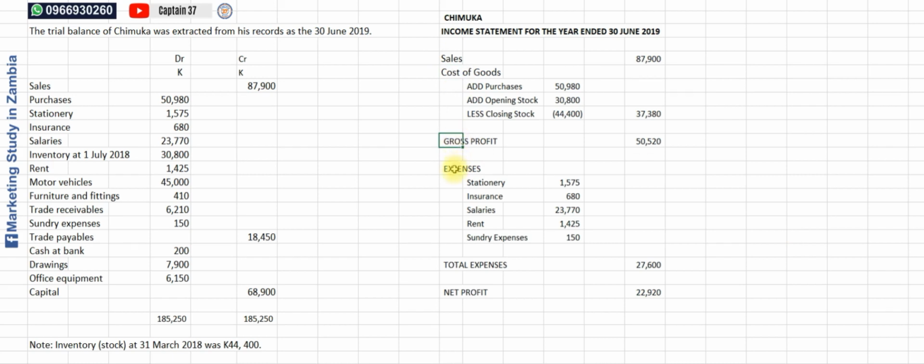Then you take note of expenses. Once you total all your expenses, you subtract your total expenses from the gross profit, and that gives you the net profit. The net profit is going to be needed when you are working out your statement of financial position.